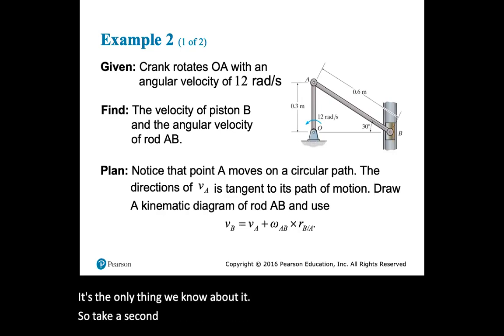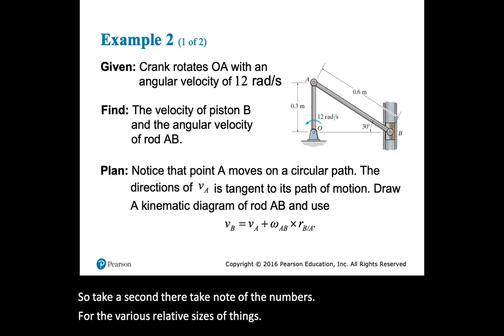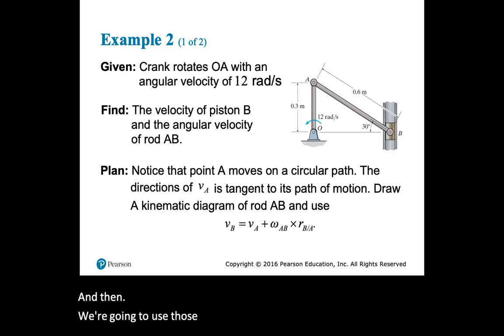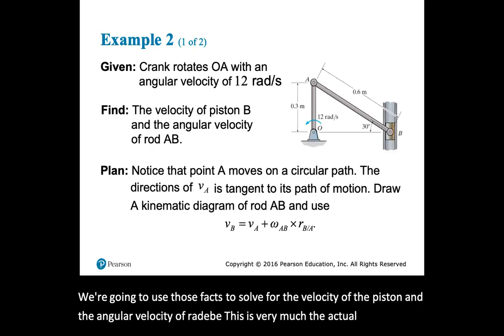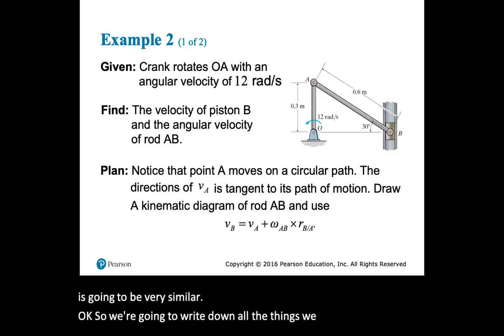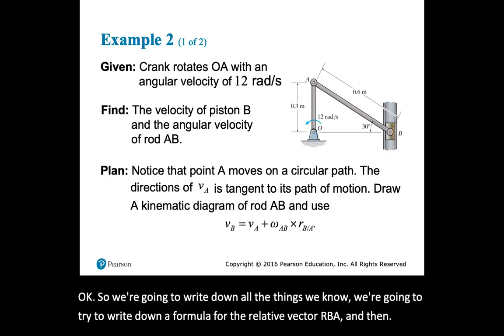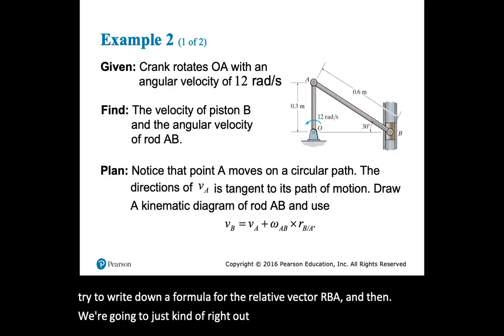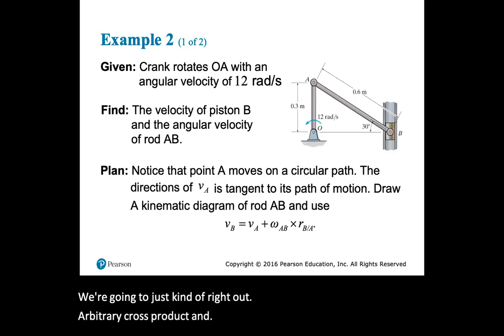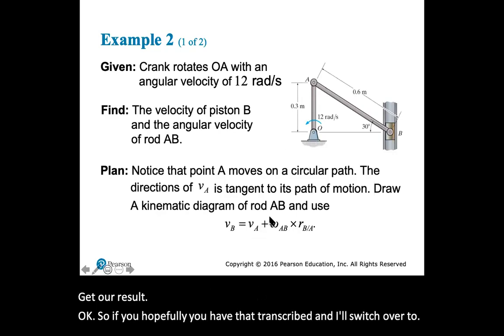So take a second there, take note of the numbers for the various relative sizes of things. And then we're going to use those facts to solve for the velocity of the piston and the angular velocity of rod AB. The actual method is going to be very similar. We're going to write down all the things we know, write down a formula for the relative vector R_BA, and then write out the cross product and get our result. Hopefully you have that transcribed, and now I'll switch over to the whiteboard.